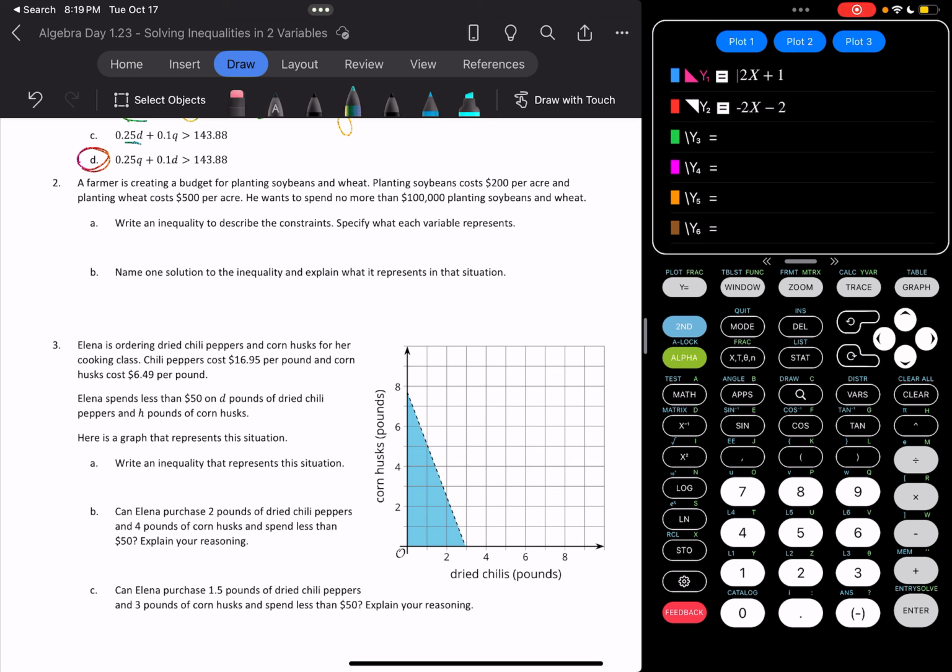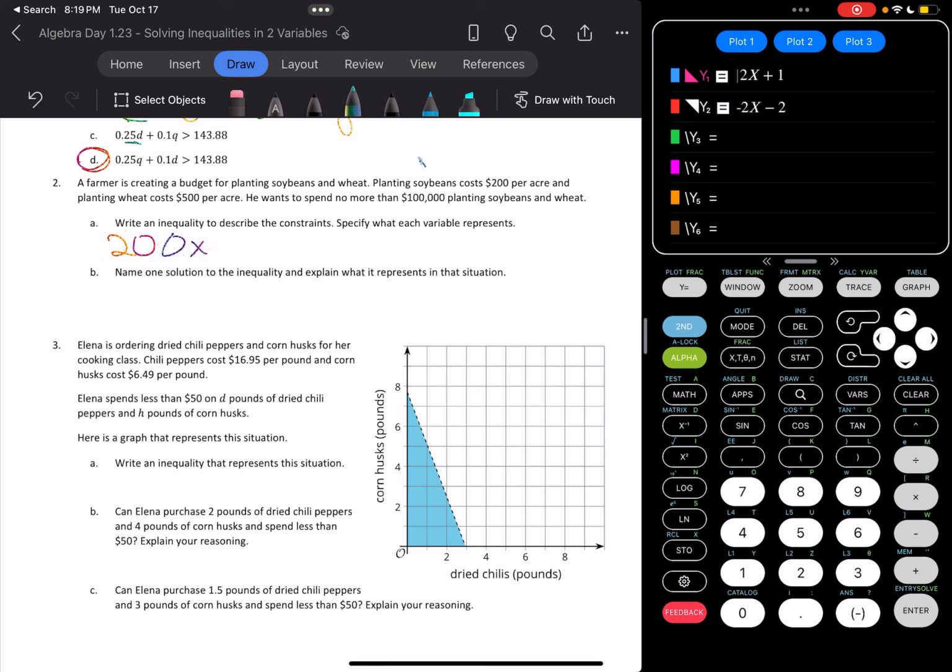Let's say we have 500. Oh, actually, no, let's start with 200 because that's written first. So 200x, so we'll say soybeans are x, the acres of soybeans are x, and then wheat will be y, so 500y, that's the wheat, and he wants to spend no more, so less than or equal to $100,000. So that x represents acres of soybeans, and the y represents acres of wheat.